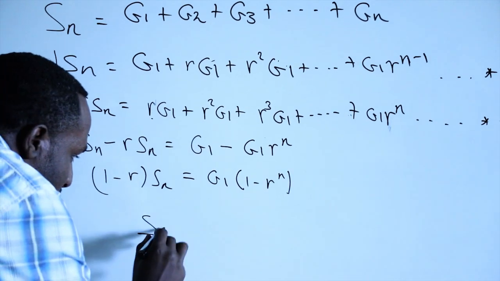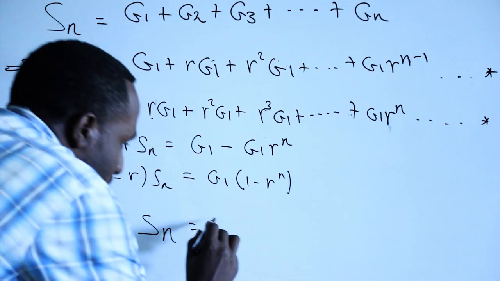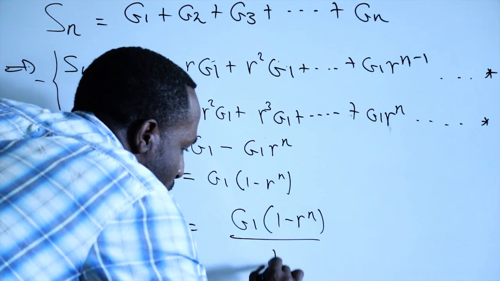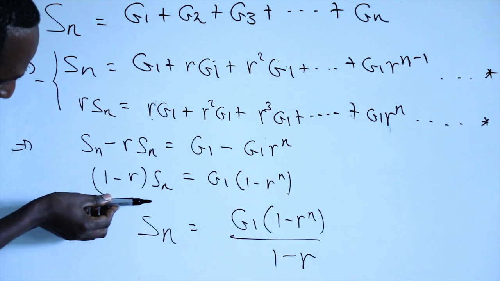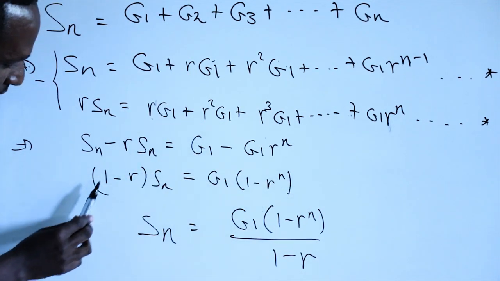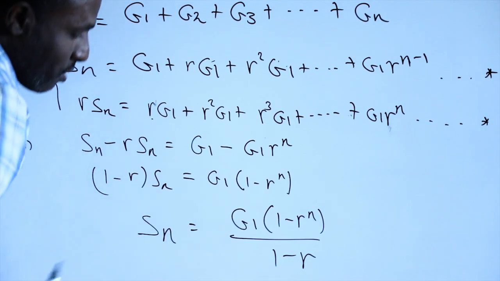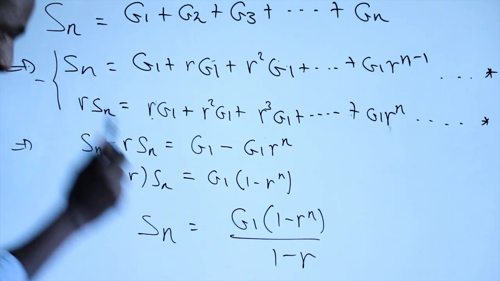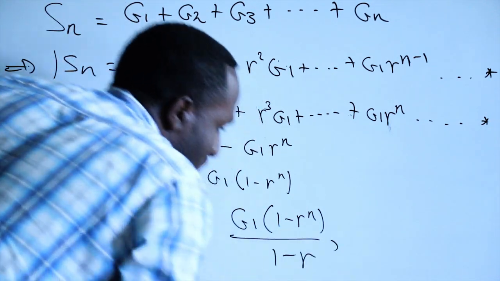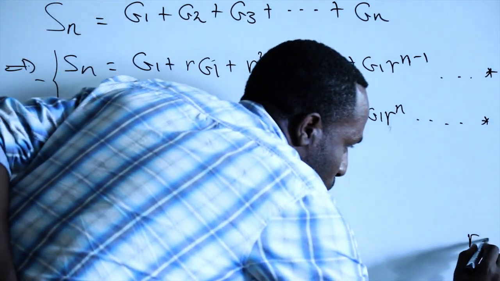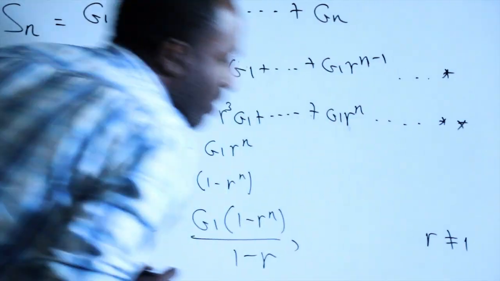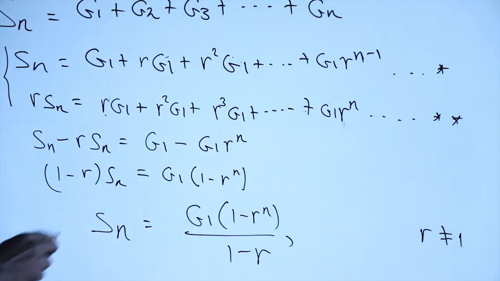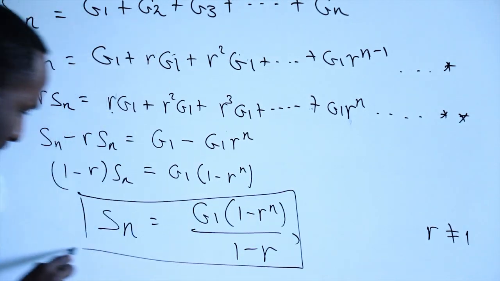So from this part, Sn is exactly equal to G1 times (1 minus r to the power of n) over 1 minus r. Meaning when you divide on both sides by 1 minus r, we will get Sn equals G1 times (1 minus r to the power of n) over 1 minus r, provided that r should be different from 1. Actually, we will see later on what will happen if r is exactly equal to 1. So this is a formula.